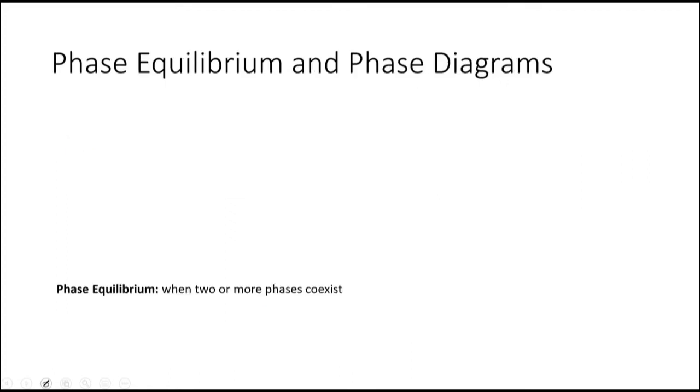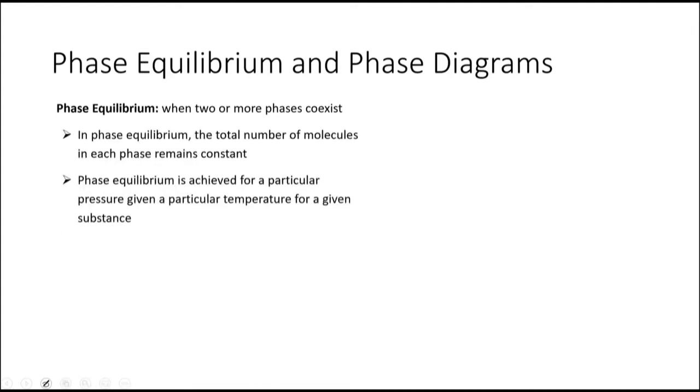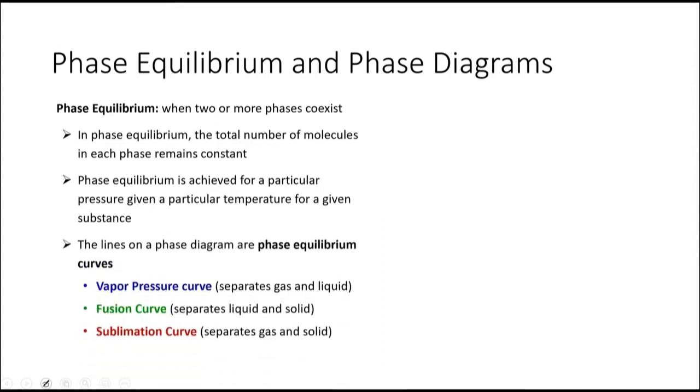Okay, so let's dig a little bit deeper into these phase diagrams. First of all, we have to talk about phase equilibrium. Phase equilibrium is really just when two or more phases can coexist. When a substance is in phase equilibrium, the total number of molecules in each phase has to remain constant. This type of phase equilibrium is only achieved at a particular pressure and a particular temperature for a given substance. So if we were to plot on our phase diagram the lines that separate two phases, those lines are representative of the phase equilibrium values. Those are what we call the phase equilibrium curves.